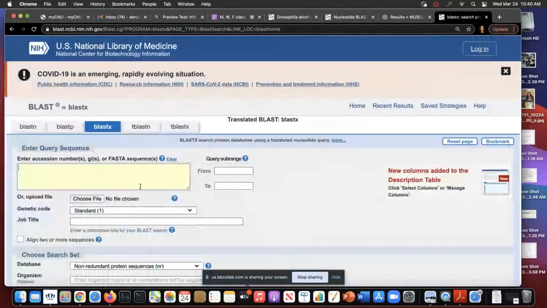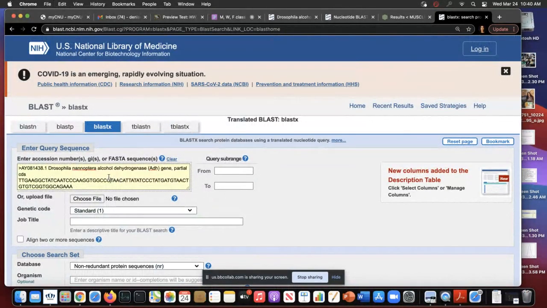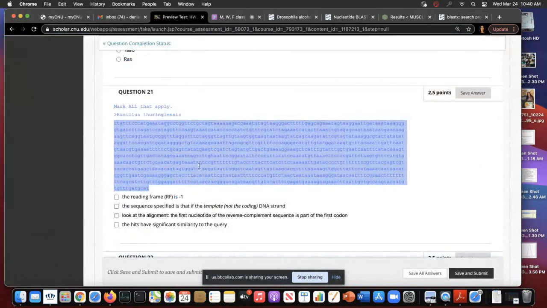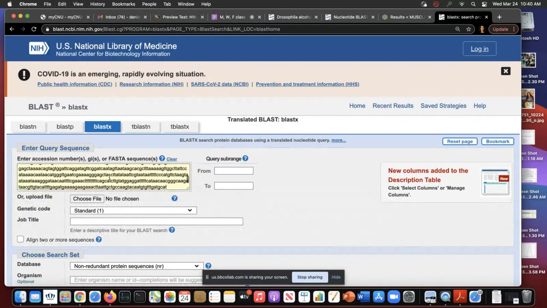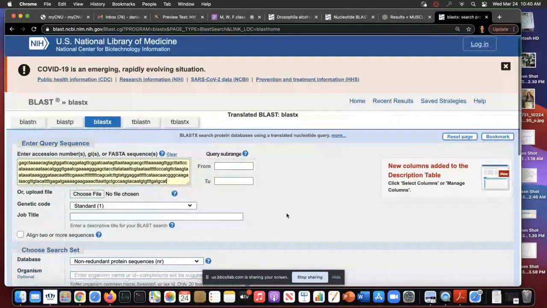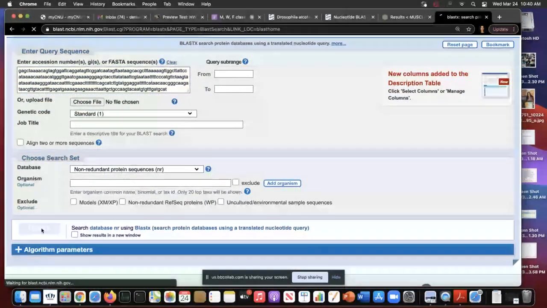We're going to go there. And I think I pasted the Drosophila. Okay, so I'm going to paste this sequence. Now, yeah, and then I run that. And see, I'm looking at protein sequences.